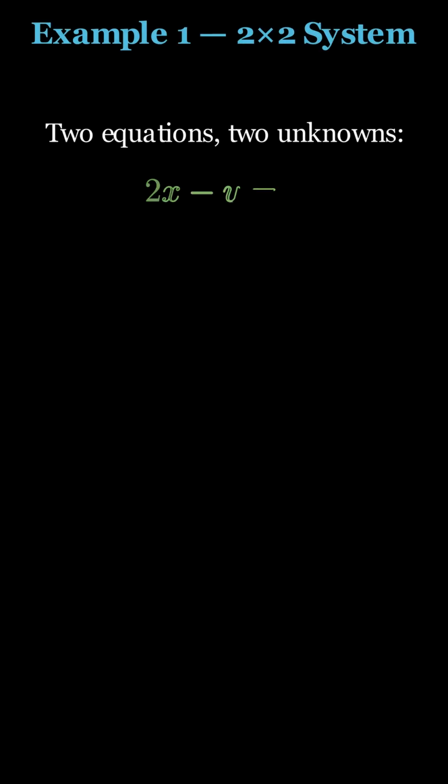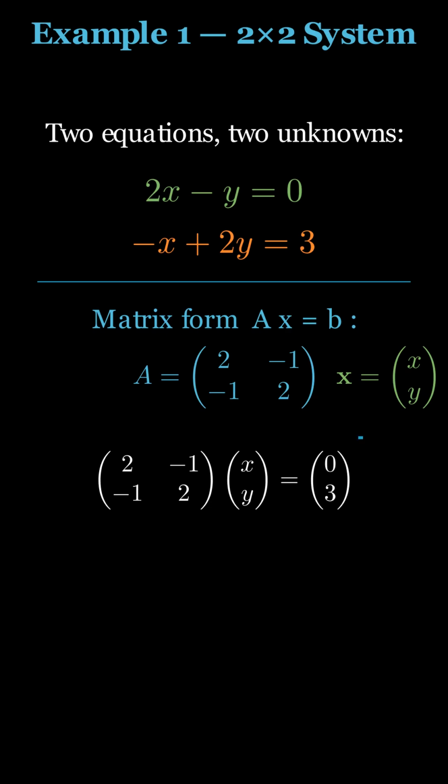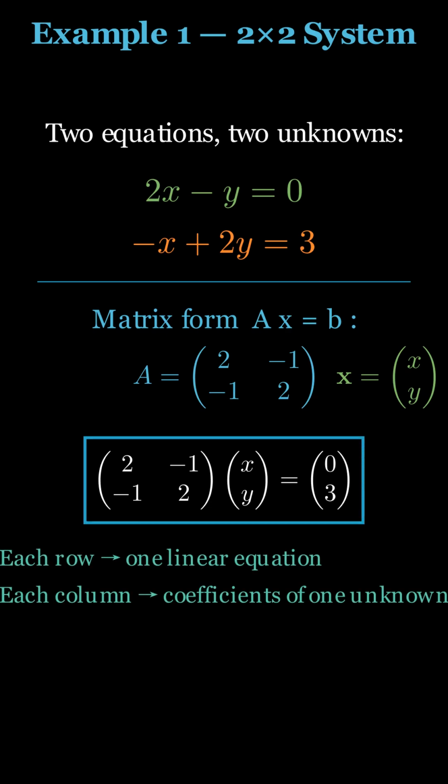Two equations, two unknowns: 2x minus y equals 0, and negative x plus 2y equals 3. The coefficient matrix A has two rows and two columns. 2 and negative 1 in the first row. Negative 1 and 2 in the second row. The unknown vector x has components x and y. The right-hand side b is 0 and 3.